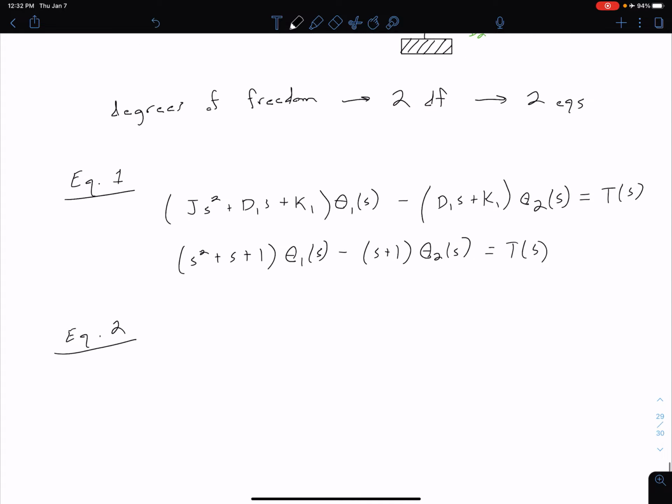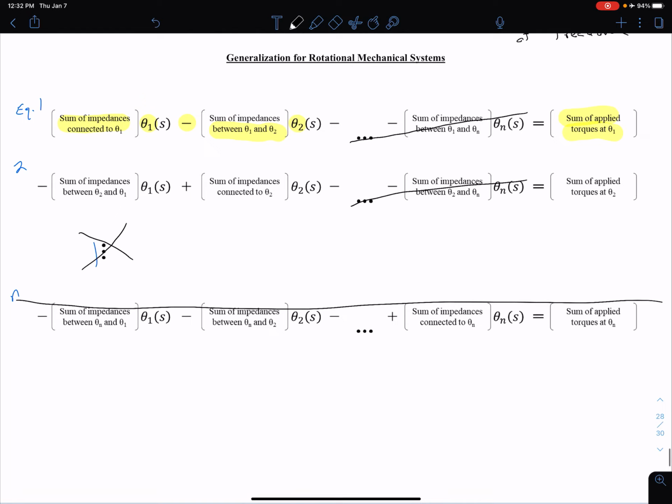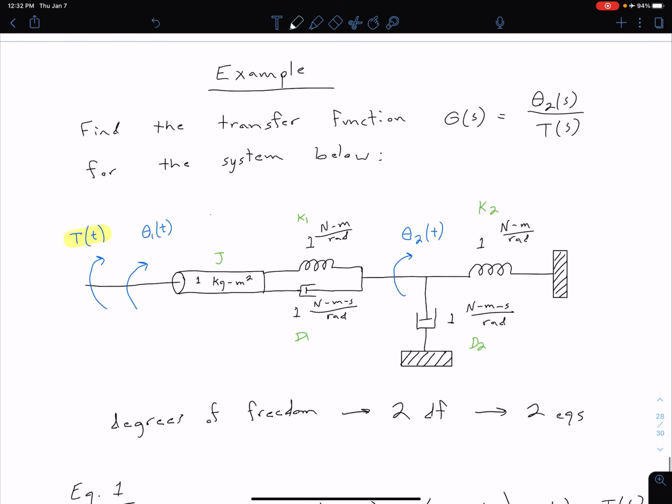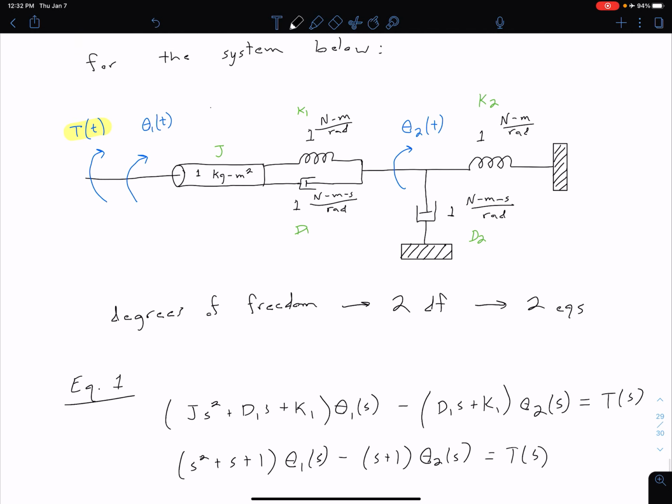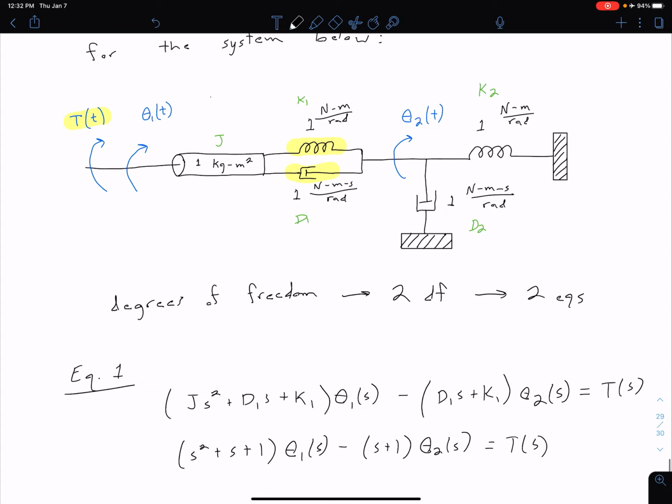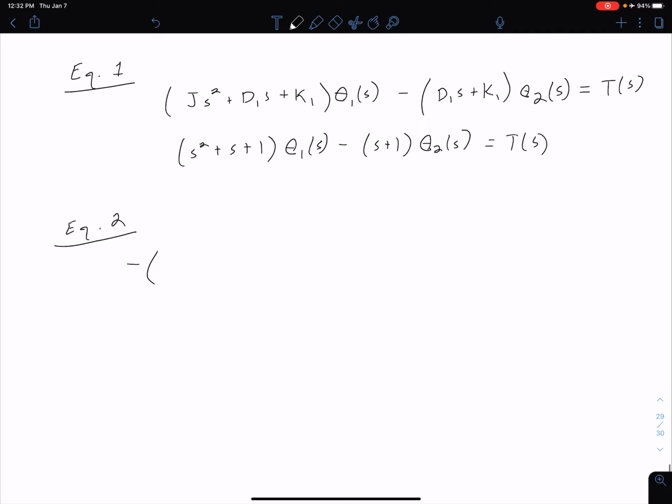So for our second equation, we're going to follow a similar procedure. Our first term is the sum of impedances between theta 2 and theta 1 times theta 1. And again, we're subtracting that term, so let's put that minus out front. Between theta 2 and theta 1, of course, that's the same thing we just looked at in our previous equation. So we have our spring K1 and our viscous damper D1. We're going to sum those impedances, so D1S plus K1 multiplied by theta 1 of S.